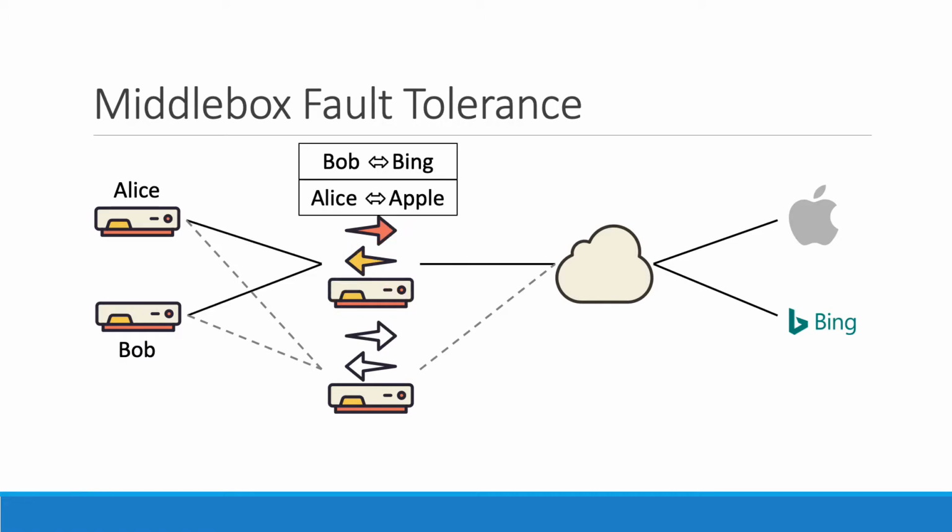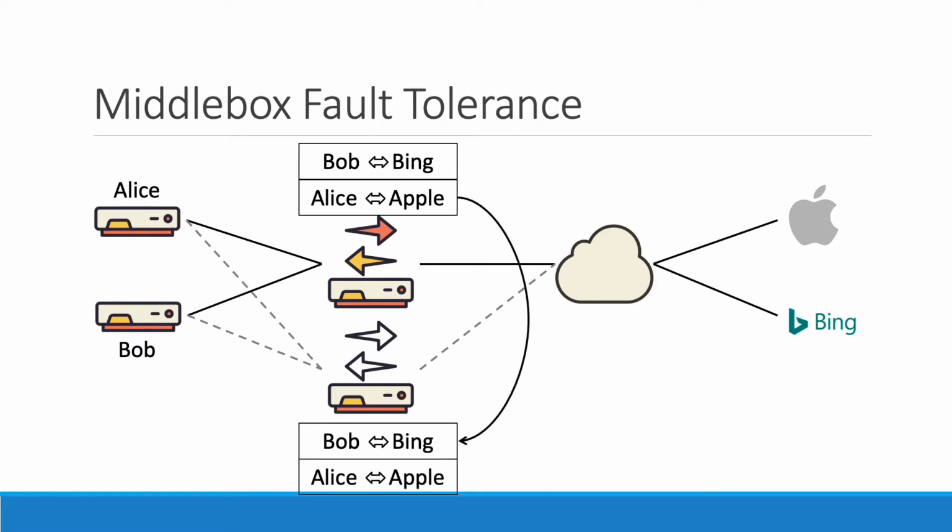Providing middlebox fault tolerance is challenging because the state must be replicated consistently. If the state becomes inconsistent, middleboxes can drop connections, send packets to wrong destinations, or even cause outages. In this example, Alice's connection is dropped due to inconsistent replication.